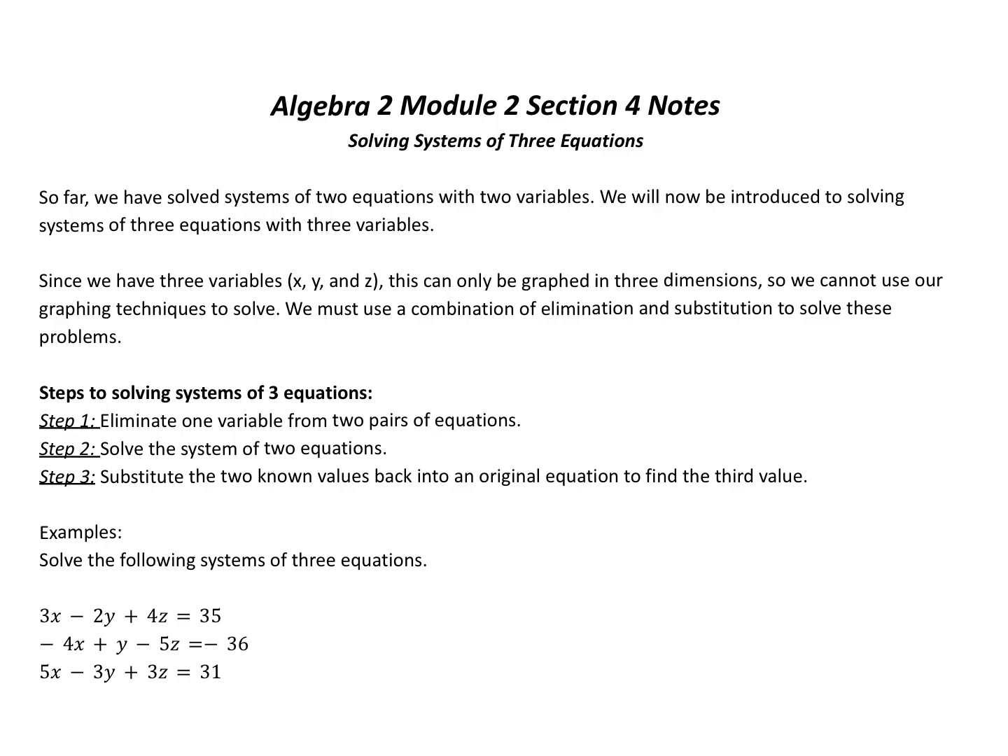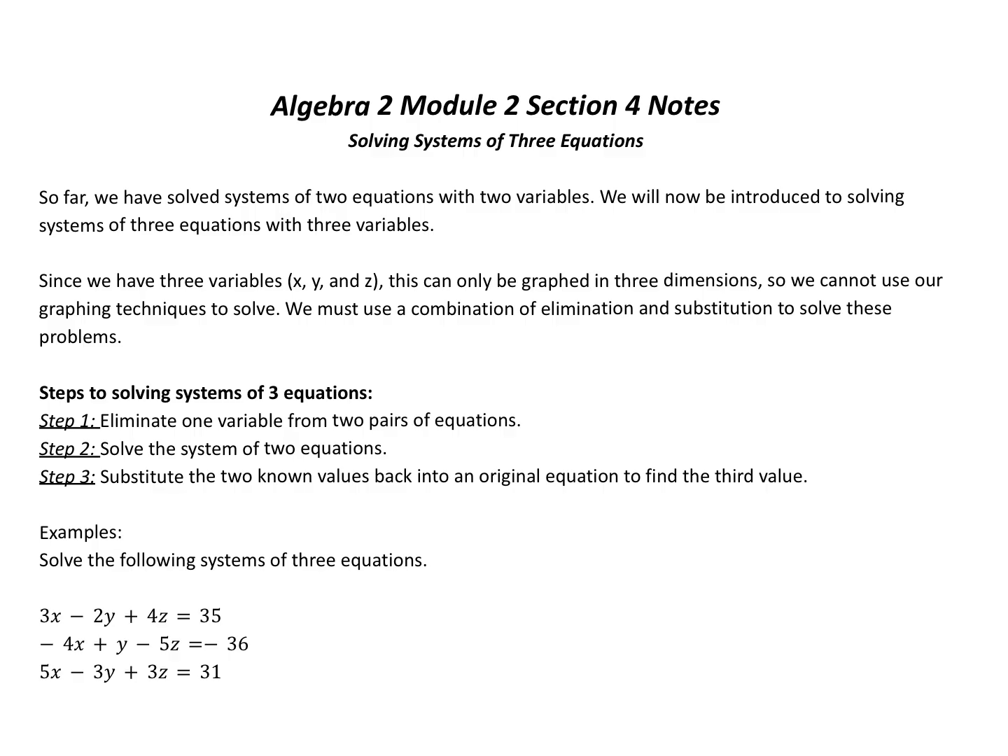In section 4, we are going to talk about solving systems of 3 equations. Up until this point, we've been solving systems with 2 equations and 2 variables. Now we're going to talk about solving systems of 3 equations with 3 variables. Our 3 variables are going to be x, y, and z, which means it can only be graphed in 3 dimensions. So we're not going to be able to use graphing to solve a system of 3 equations.